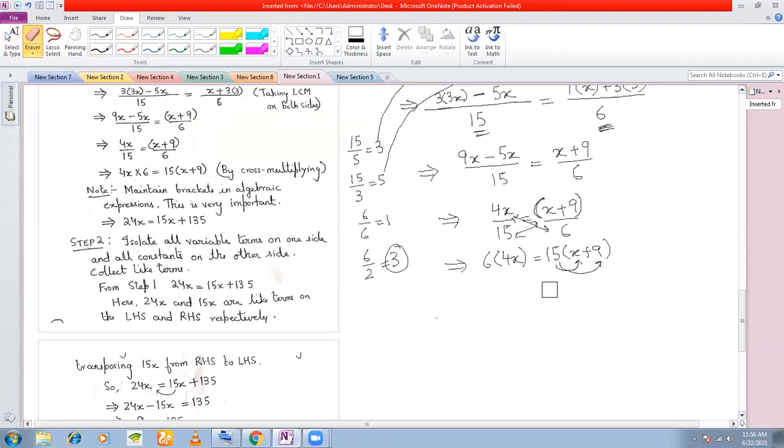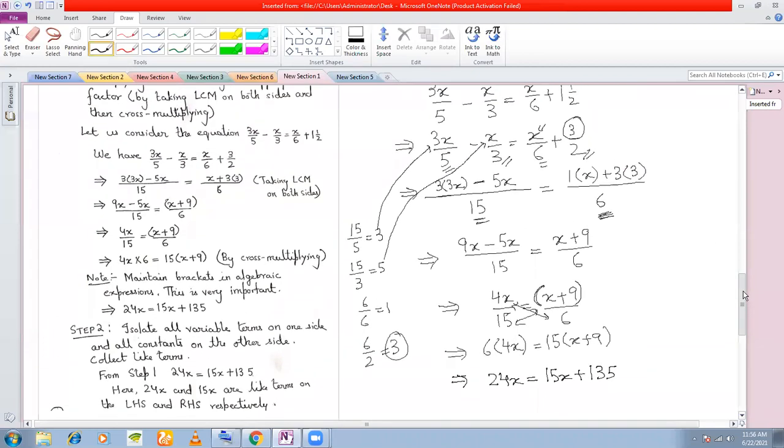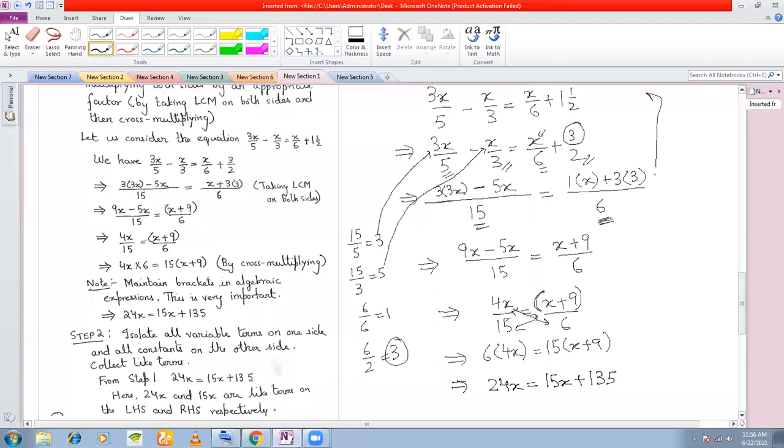So do not make this mistake. So what happens? 6 into 4x will give you a 24x. And now we need to multiply 15 throughout. So 15x plus 15 into 9 is 135. This completes our step 1. Right from the beginning, from where we started, this is our step 1. We have removed all the fractions.